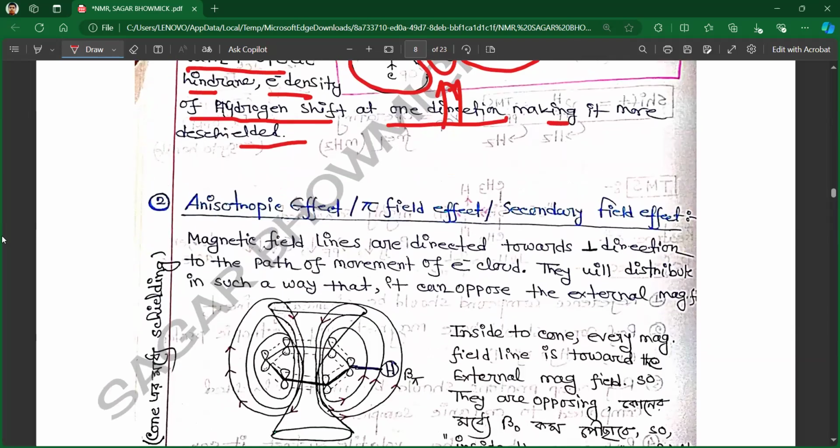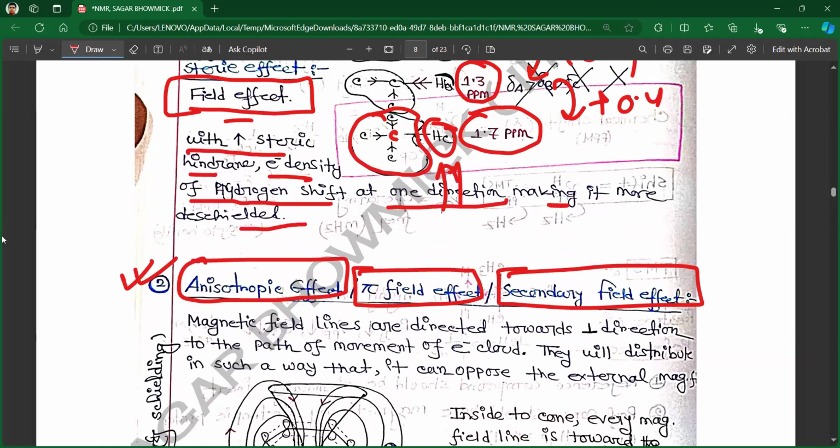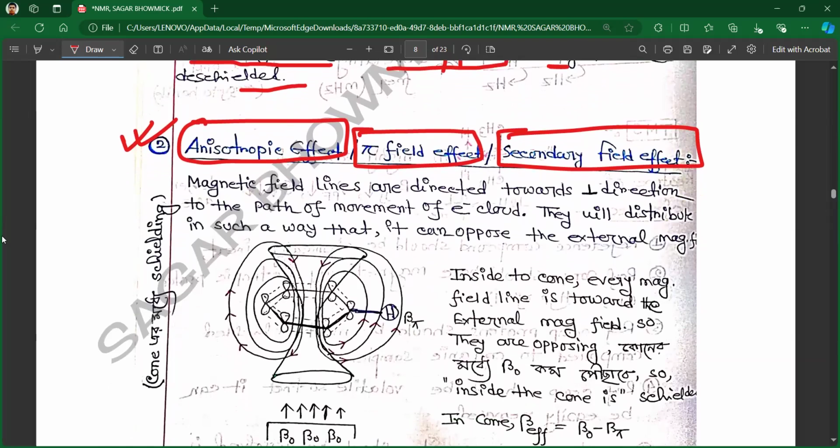Now, very important: the anisotropic effect, also called the pi field effect or secondary field effect. The first one was called the field effect. This is called the secondary field effect. Very much important. Be very attentive. In the anisotropic effect, magnetic field lines are directed perpendicular to the path of movement of the electron cloud.